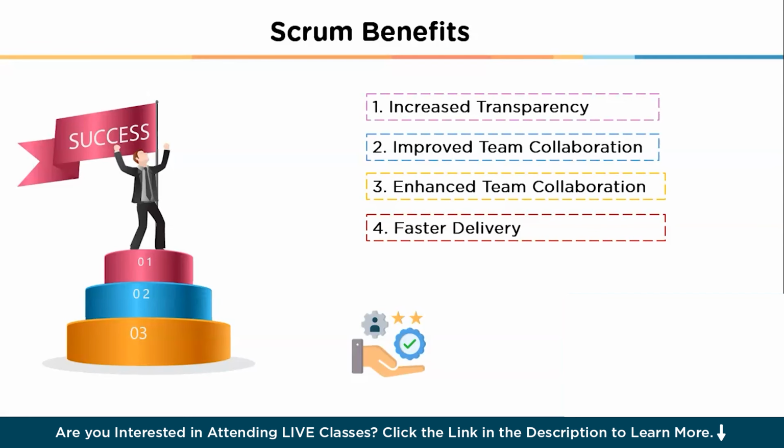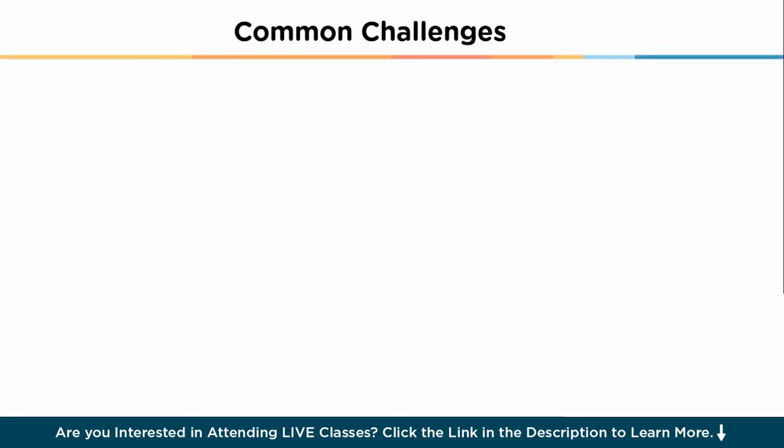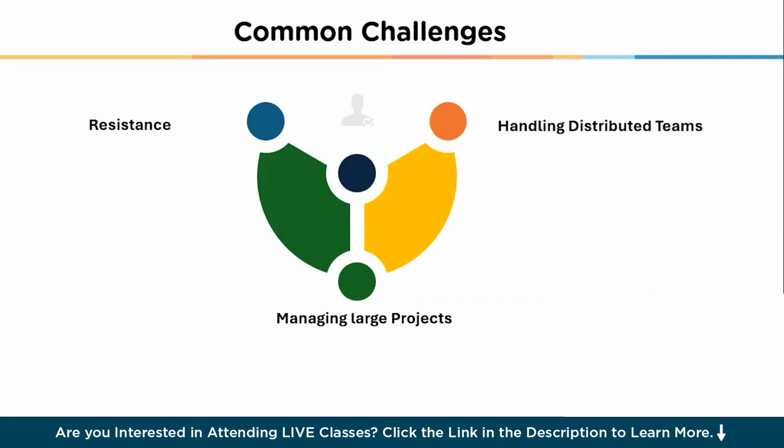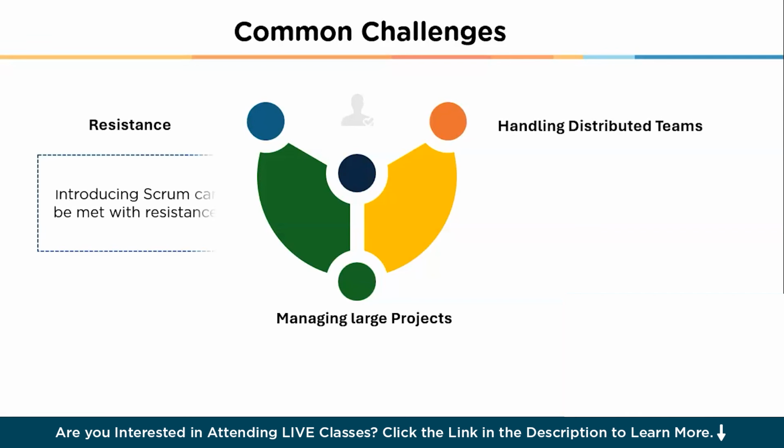Now let us discuss some of the common challenges of following Scrum methodology. We all know that Scrum offers many benefits, but it also comes with its own set of challenges. Here are some of the common issues teams may face. The first one that we have over here is resistance to change. Introducing Scrum can be met with resistance, especially in organizations accustomed to traditional project management methods. To overcome this resistance, it's important to provide education and training on Scrum principles and practices. Involving team members and stakeholders in the transition process and highlighting the benefits of Scrum can also help build support.